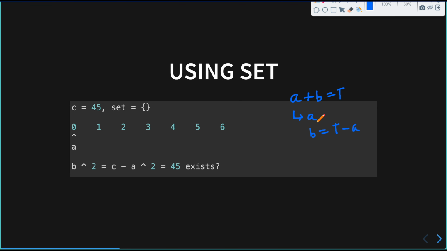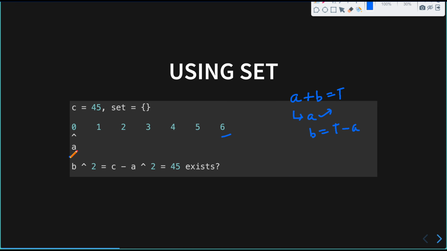This is where hash set comes into the picture. So for every number a, we will look for t minus a in the hash set. And if we find such a pair, that means we have found our answer. Similarly, in our problem, we can loop from 0 to square root of c. In this case, c is 45, so the integer value of the square root will be 6. So this is the maximum we can go to for the value of a.